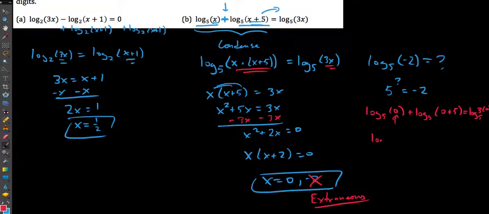We can't take the log of 0 because even this part right here, what value would it have? We would say 5 to what power equals 0. There is no power I could raise 5 to and ever get 0. It doesn't work. So with respect to this equation, this is just a good instance of showing you that it might work out algebraically, but it doesn't necessarily always work out when you plug them back in.